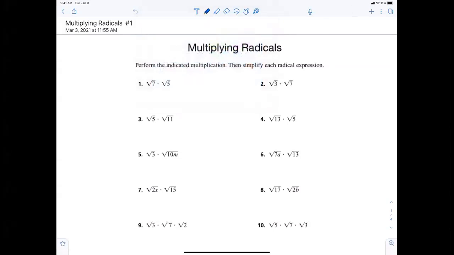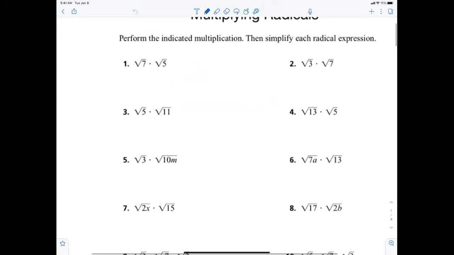First and foremost, what do you think the square root of 5 times the square root of 7 is? Yes, good job. Radical 35. That's all there is to it. All right, nothing to it at all. So number 3 would be what? Radical 55. Yes, it gets harder, okay, but this is just the basics.